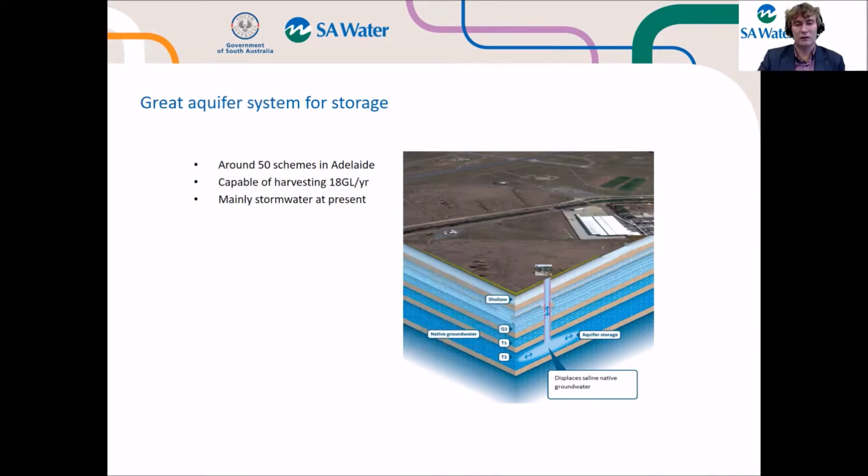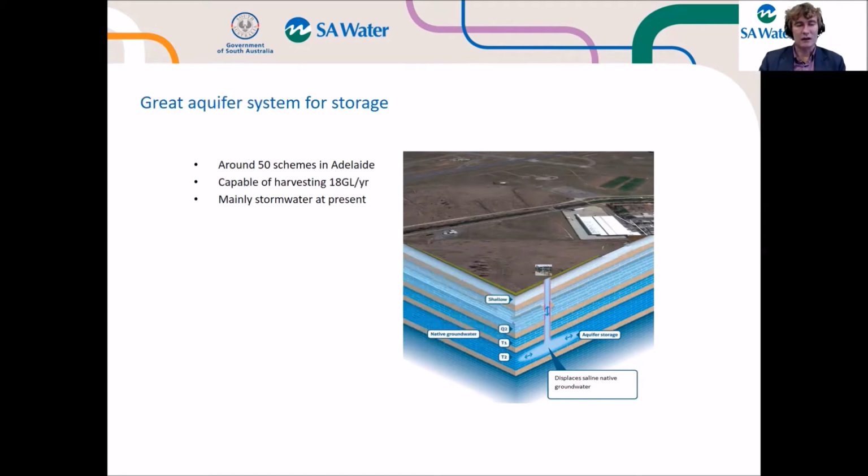You can see here from the schematic that there's a number of aquifers below the ground. It's a fairly stable landscape, the Adelaide Plains. These aquifers have been formed naturally over tens of millions of years. And around Adelaide, we have 50 aquifer storage schemes. The majority of this, or 49 of them, are stormwater schemes, and we have one recycled water scheme, which I'll talk to you about shortly.